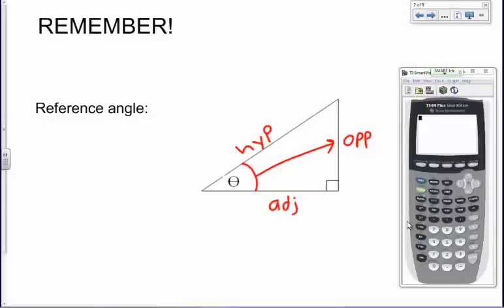One thing to remember, though, is that there are two acute angles in a right triangle. So, you will have two reference angles. Both will have the same hypotenuse. However, they will have different opposite sides and different adjacent sides. They will be flipped.